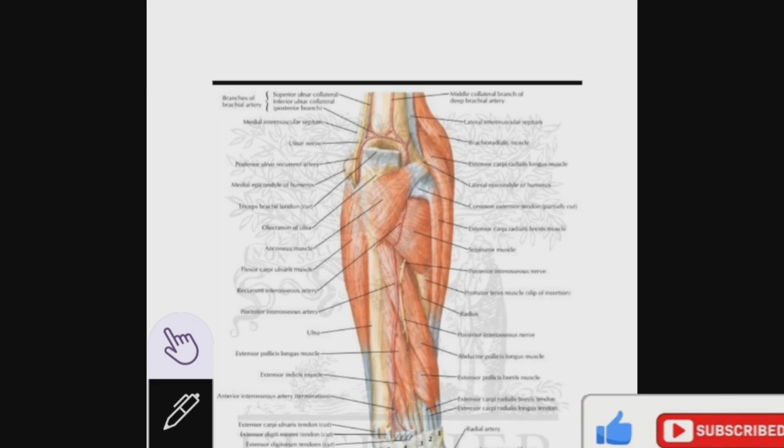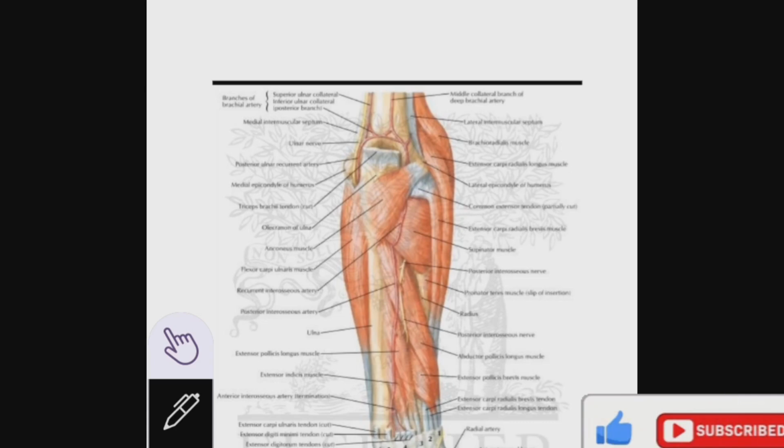Abductor pollicis longus is a long muscle that abducts the thumb. Extensor pollicis brevis is a short muscle that extends the thumb. Extensor pollicis longus is a long muscle that extends the thumb. Extensor indicis extends the index finger. Now these are the muscles of the forearm. Remember, anterior muscles by the median nerve, except for the flexor carpi ulnaris and the medial part of the flexor digitorum profundus, while posterior muscles by the radial nerve.